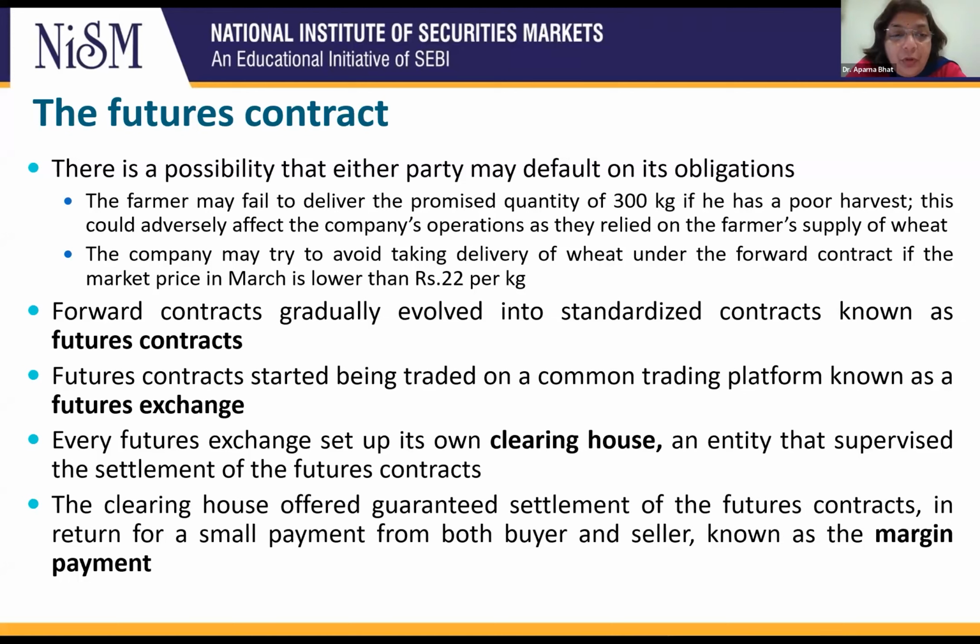So because of this problem, the forward contracts gradually evolved into standardized contracts known as futures contracts. So gradually what happened is that these forward contracts came to be replaced by something called futures contracts, and these futures contracts started being traded on a common trading platform known as the futures exchange.